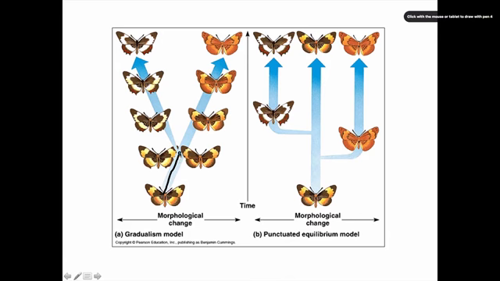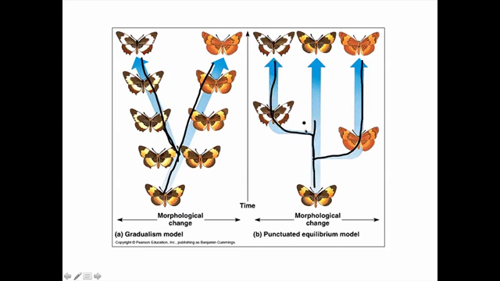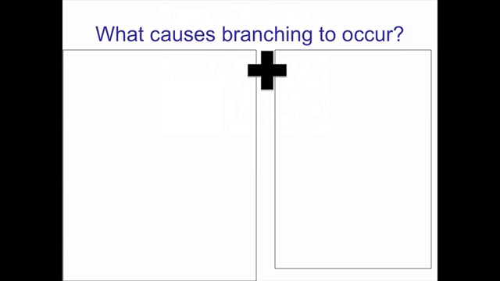So right here, this species, at this point it branches into two different species. If you follow the black line here, you can see how it looks like a cladogram when we create our cladograms for our phylogenetic trees. Now over here, this model is called the punctuated equilibrium model. Here you see a species continues, but parts of the species branch off and form new species over time, but the original species actually still exists.